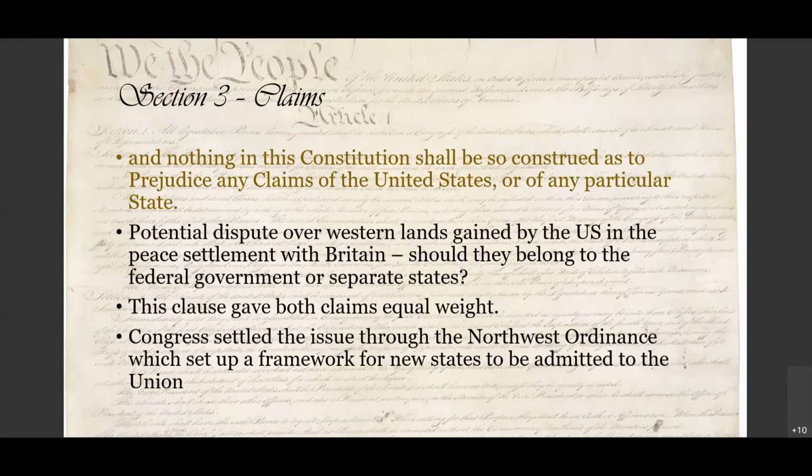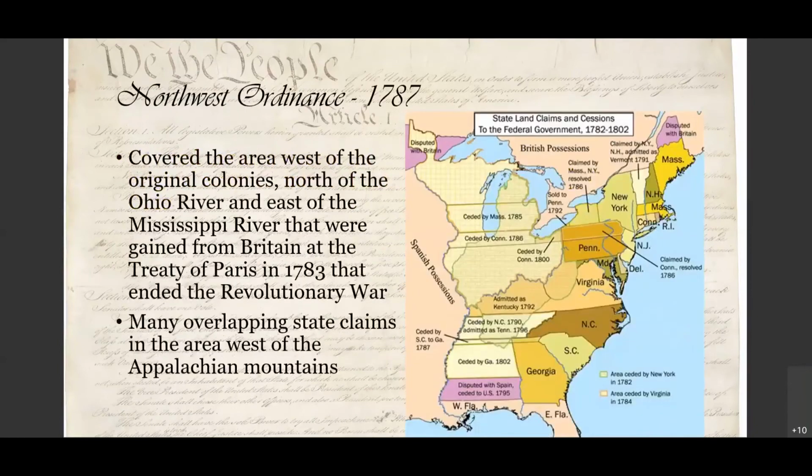The next sentence continues with claims. And nothing in this Constitution shall be so construed as to prejudice any claims of the United States or of any particular state. So there was a potential dispute over Western lands that were gained by the US in the peace settlement with Britain. Should they belong to the federal government or to the separate states? So this clause gave equal weight to both claims. And Congress settled the issue through the Northwest Ordinance, which set up a framework for new states to be admitted to the Union. So we'll talk a little about this Northwest Ordinance.